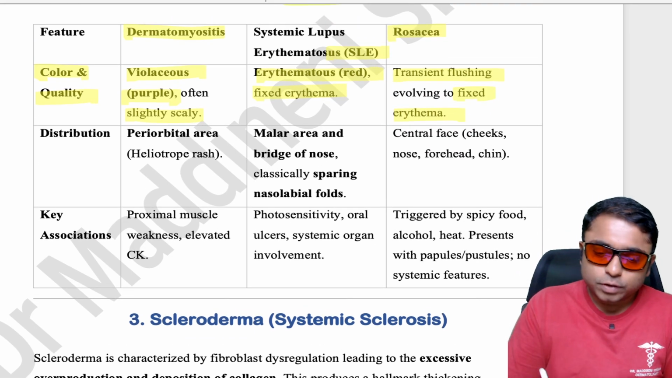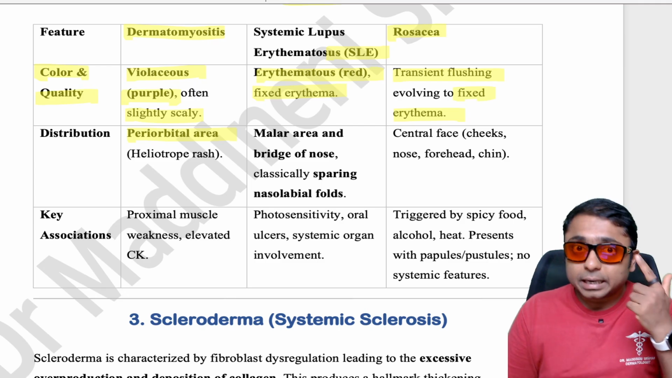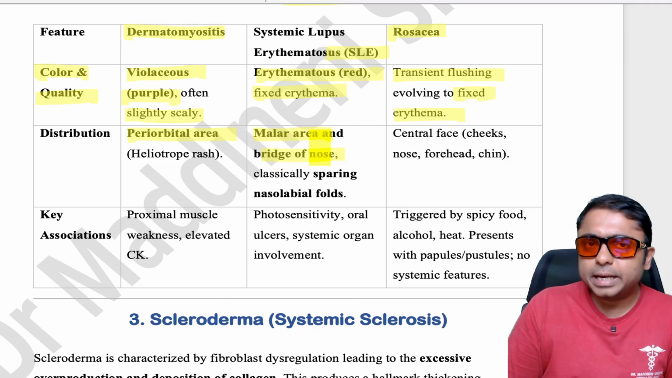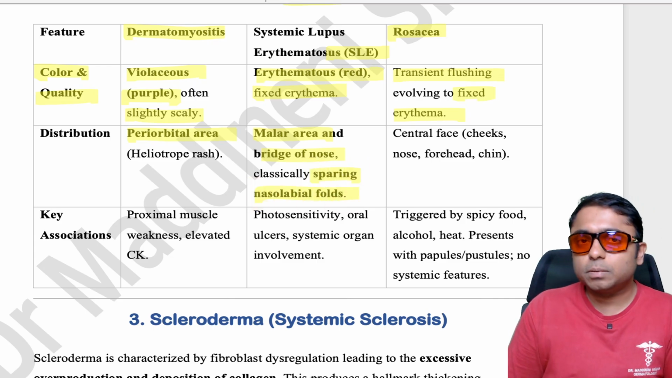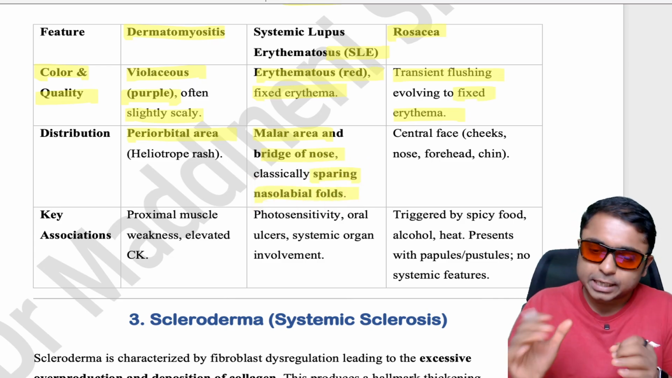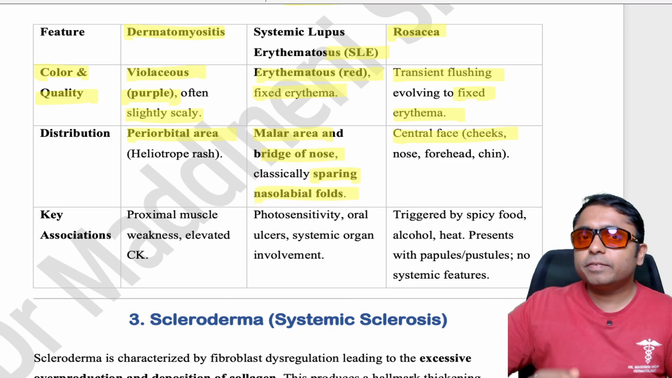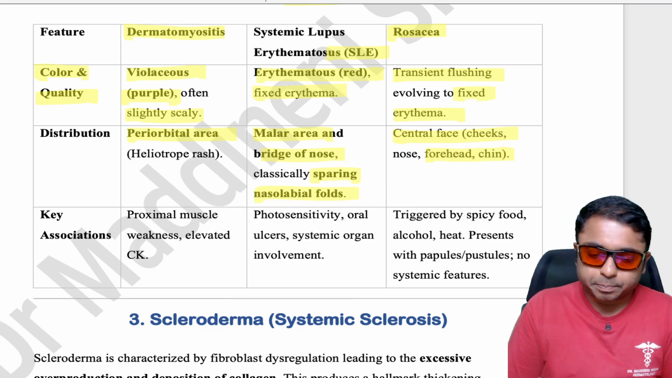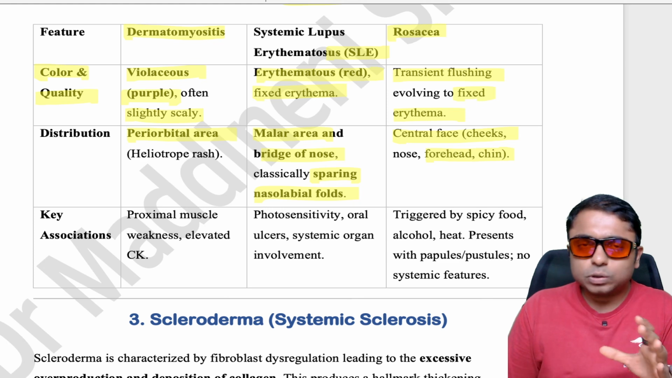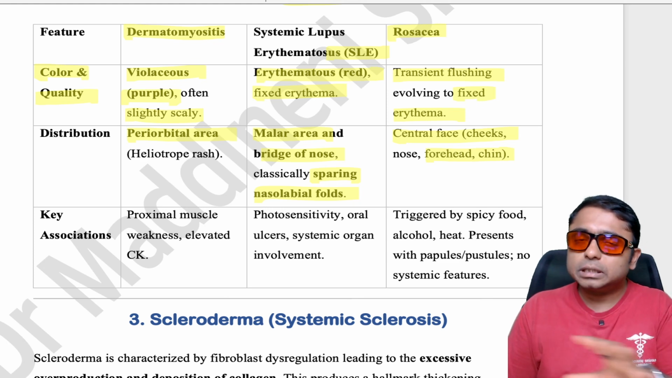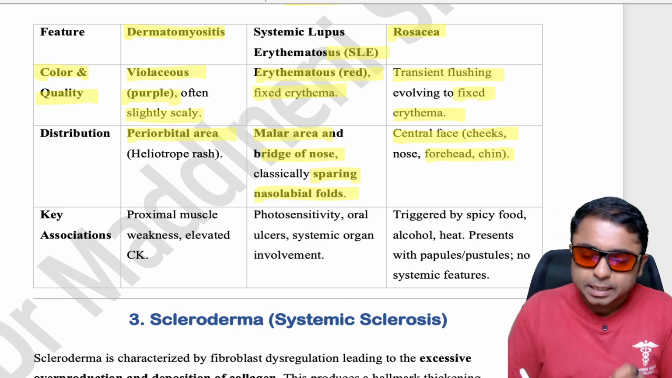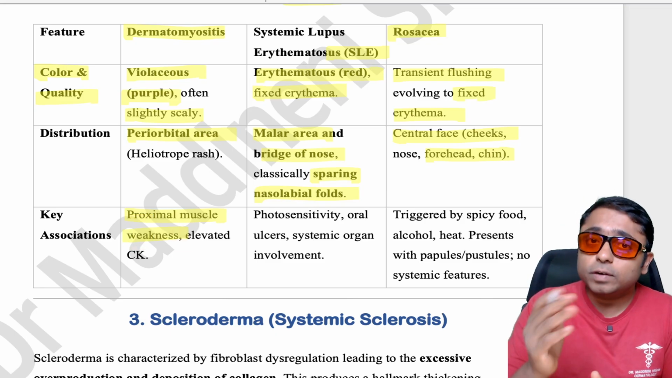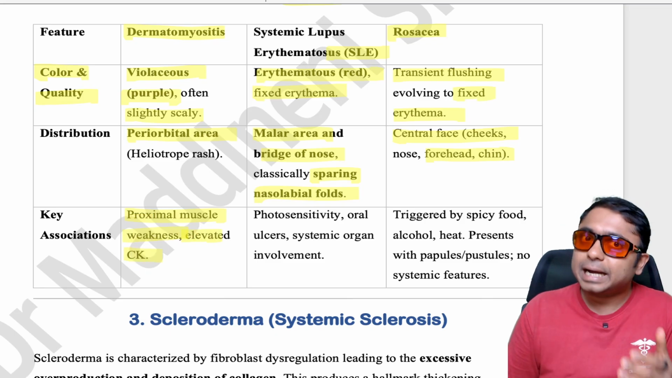Distribution in the case of dermatomyositis, it's going to be the periorbital area, like I have told you, heliotrope rash. Whereas in the case of SLE, it is the malar area, bridge of the nose, and sparing of the nasolabial folds is a characteristic feature. Butterfly rash. Here the central part of the face, the cheeks, the nose, the forehead and chin can all be affected in rosacea. The key associations will differentiate all these conditions very easily. Proximal muscle weakness is very important in dermatomyositis. If you investigate, we are going to see the elevated creatine kinase.